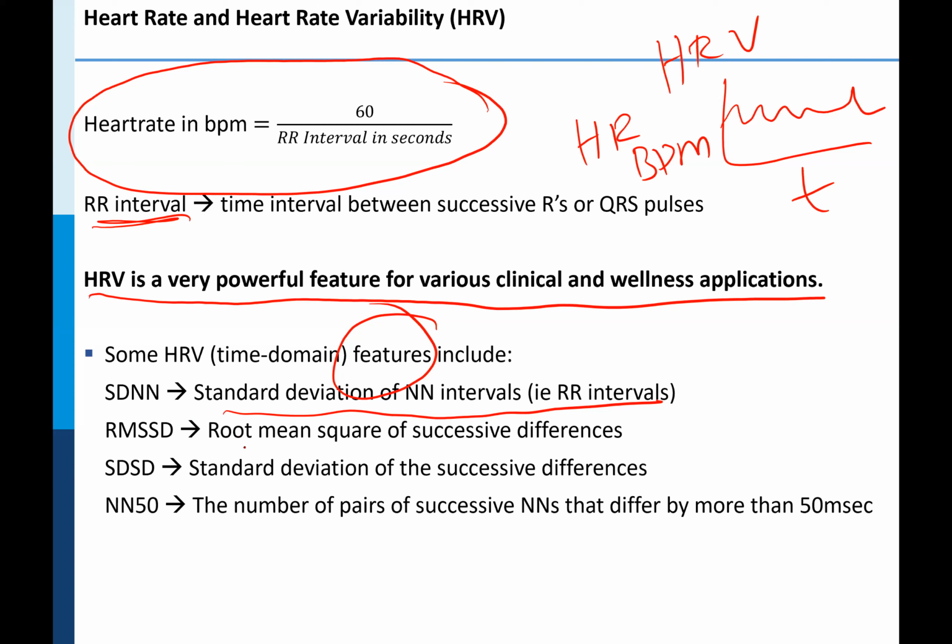They extract the root mean square between the successive differences. So I would extract the differences between the two pulses, and I would do a root mean square of that. So that's RMSSD. Then you can do the standard deviation of that. And you could also extract the number of pairs of successive NNs that differ by more than 50 millisecond. Okay, because when you take the RR interval and if it differs by more than 50 millisecond, then you have to see how many of those successive pairs differ by 50 millisecond would give you another feature, NN50.